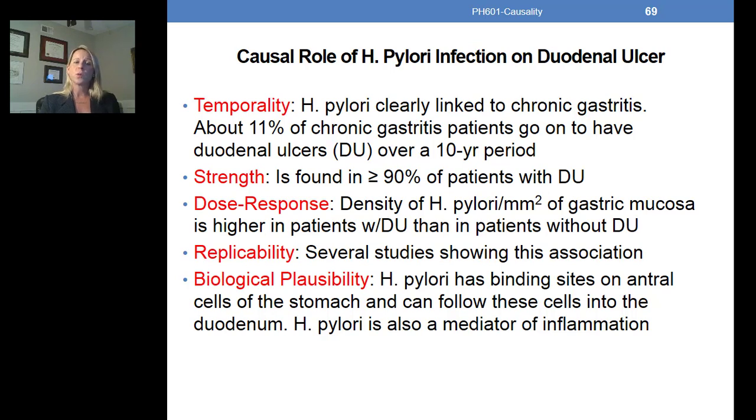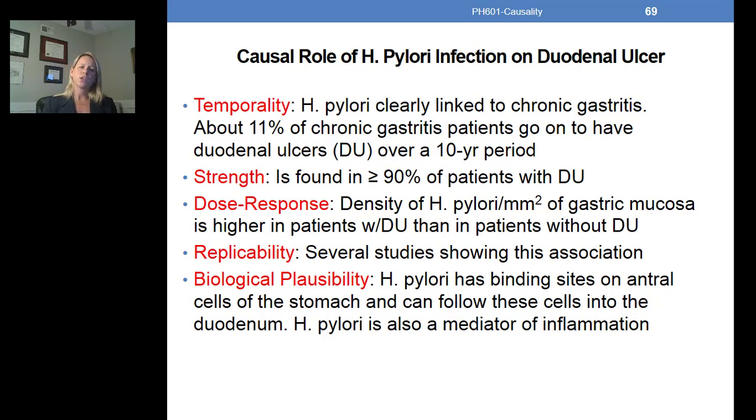So the first one would be the temporality criterion. And here it's been proven that the H. pylori infection is clearly linked to chronic gastritis. It's preceding the gastritis. Specifically, around 11% of chronic gastritis patients go on to have these duodenal ulcers over a 10-year period. So there's a relationship between the gastritis and the ulcer, and the H. pylori causes, or is linked to, I should say, the chronic gastritis.